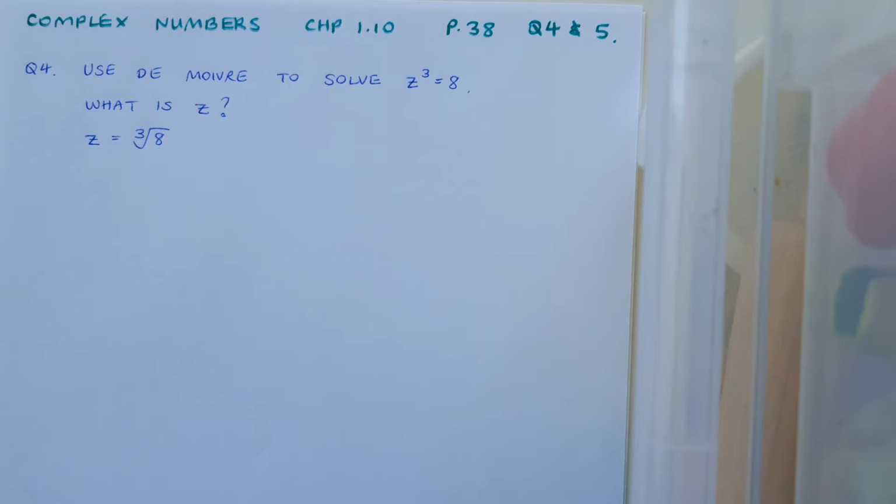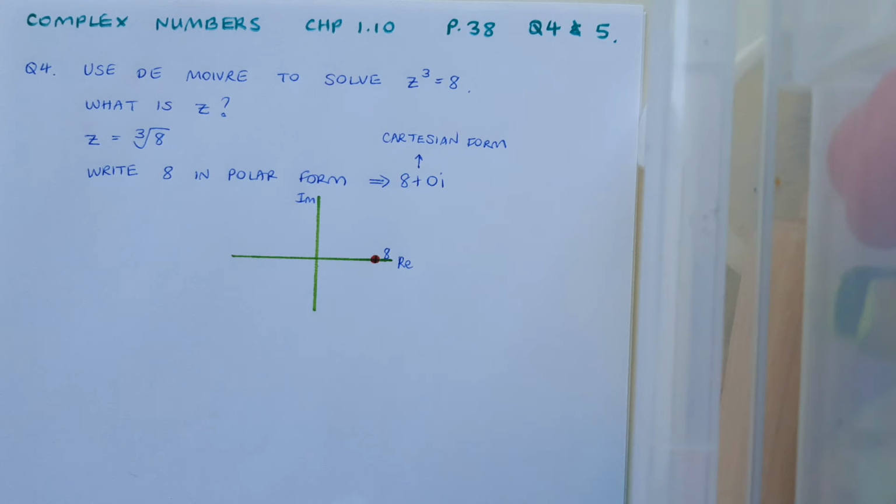So the first thing that I need to do if I want to do anything to do with de Moivre and powers is I need to get it in polar form to begin with. So how do I write 8 in polar form? Well, first of all, I'm going to think of 8 as being the complex number 8 plus 0i. Don't forget this form is known as rectangular or Cartesian form. So in order to get it in polar form, I first of all need to draw a diagram, locating the complex number in Cartesian form. So it's just out at 8 on the real axis in this case.